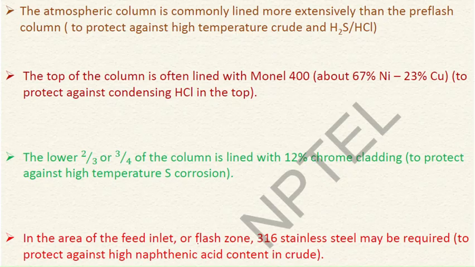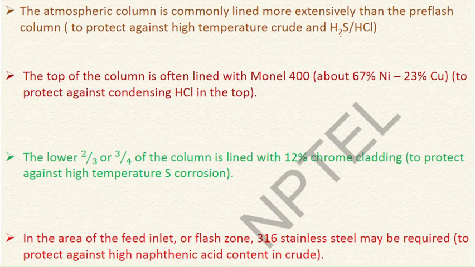Okay. So the atmospheric column is commonly lined more intensively than a pre-flash column. Since the atmospheric column is much bigger in size than the pre-flash column, sometimes lining is required. Why so? Because the pre-flash column deals with a small amount of crude oil, but the atmospheric column deals with a large amount of crude oil, and most of the processing takes place in the atmospheric column.